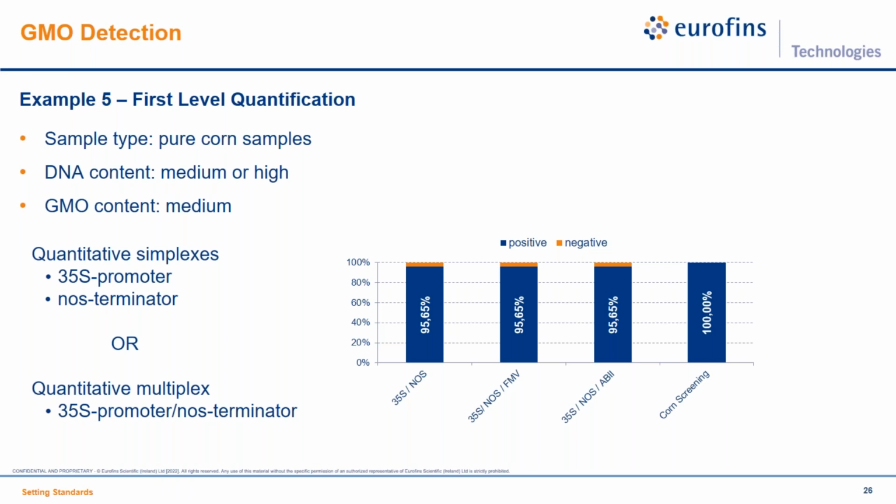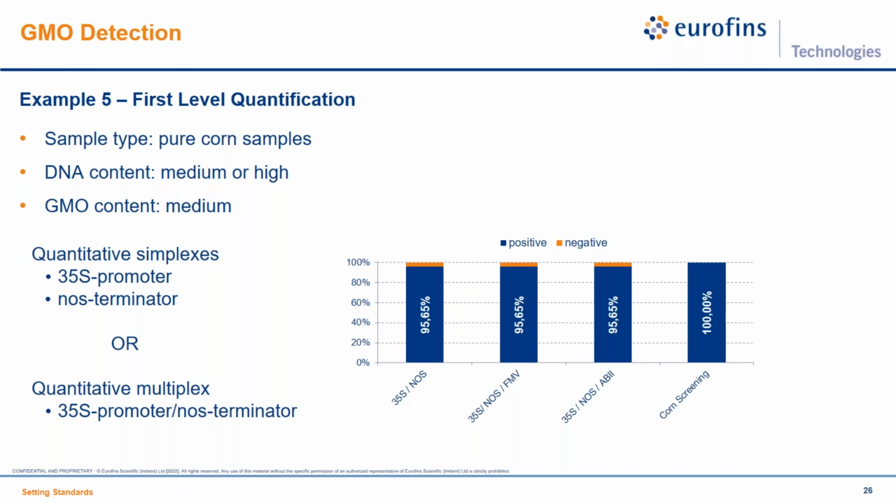But please note that you should not add the two results, because some GMOs have the 35S promoter and the NOS terminator. So you should have a look at the single results and not add them. We have quantitative simplexes. You may use quantitative simplexes, but for labs that would like to achieve a higher efficiency, quantitative multiplex assays are available. So now that's the fifth example.